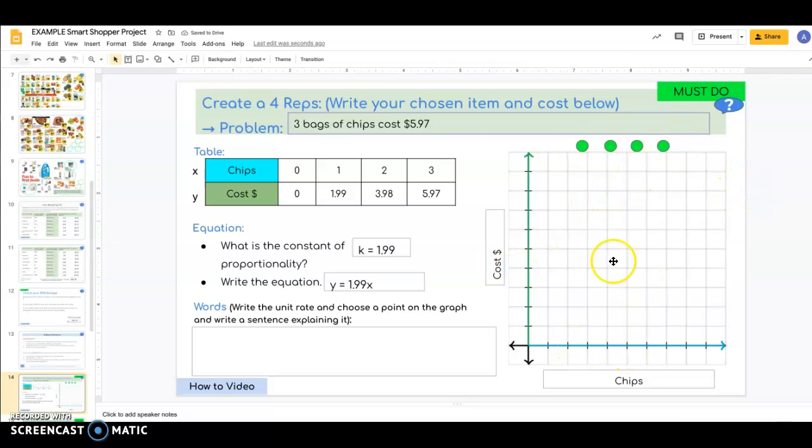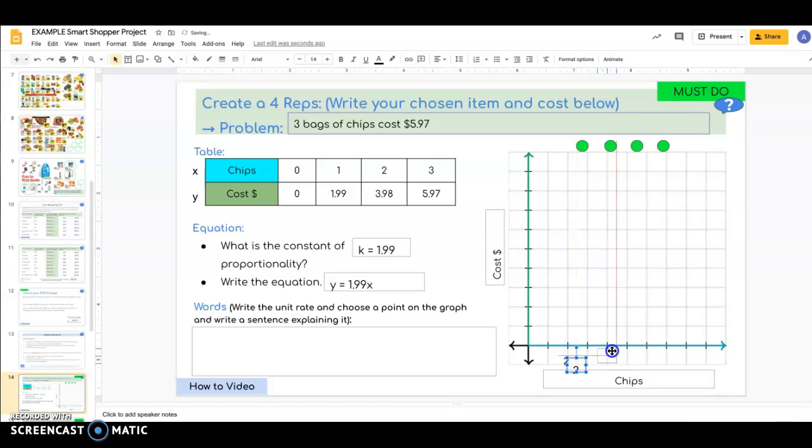And now I need to plot the points. If you notice, the x values here and the y values here are not labeled. That's because some of us might use larger numbers, and that's okay. You can label these whatever you want. So I'm going to start here. I'm going to make this 2.